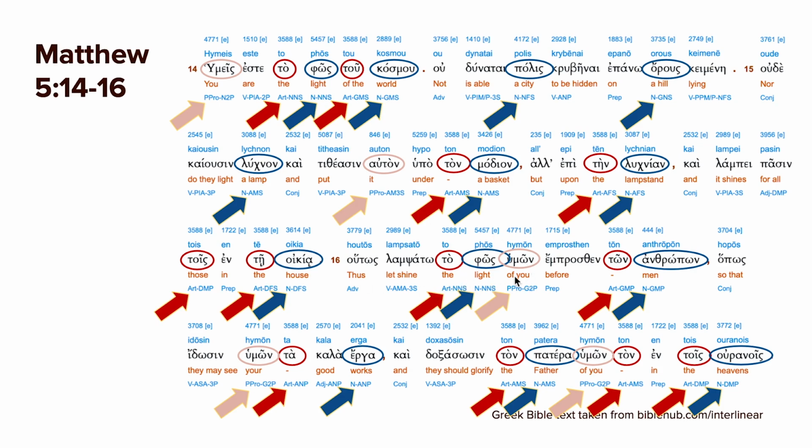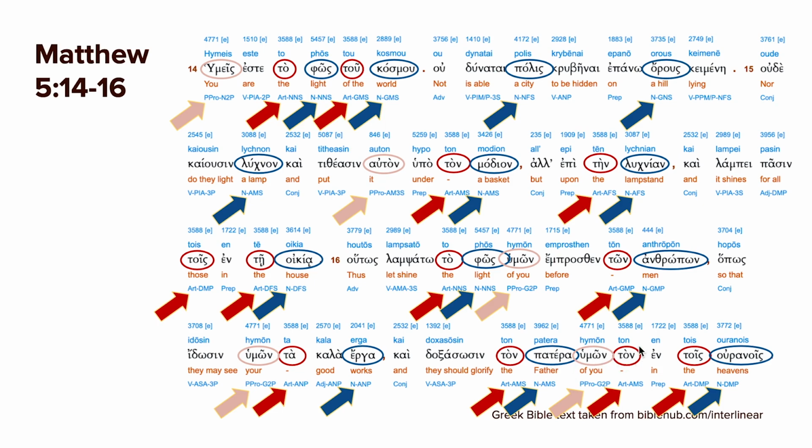Taphos humon is your light. Remember, we use both the article and this personal pronoun genitive to show it's your light. And then before men would be ton anthropon with genitive. And then your good works would be humon, ta, kala erga. I was going to put adjectives in here too. I forgot to circle this one, but kala is good. So erga, we get ergonomics from this word. And then tan patera humon is your father with both the article and the personal pronoun in the genitive.